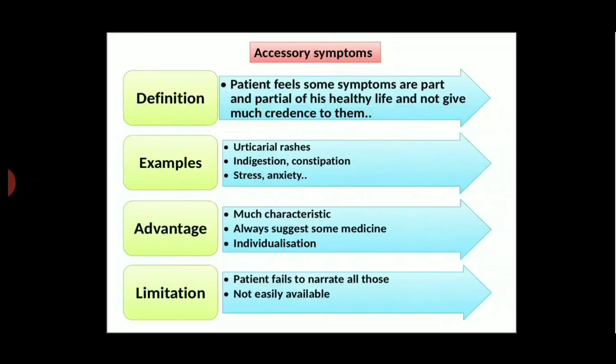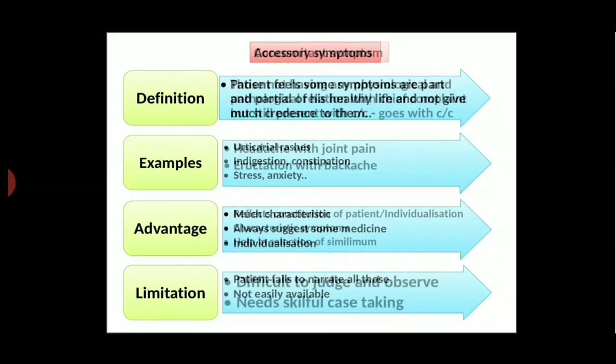Next is accessory symptoms. Definition: the patient feels some symptoms are a part and parcel of his healthy life and does not give much credence to them. In aphorism number 95, Master Hahnemann has described lesser accessory symptoms and their importance. They are very characteristic if available in a case, and we have to find out their characteristic component to prescribe a medicine in chronic cases.